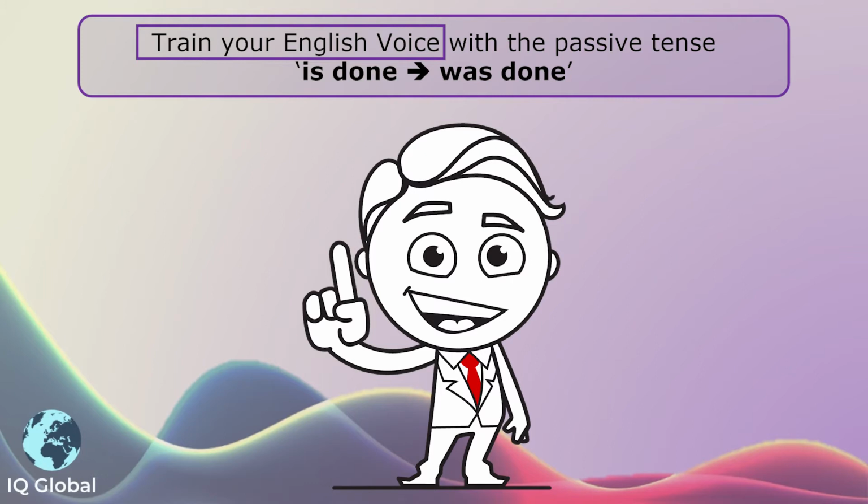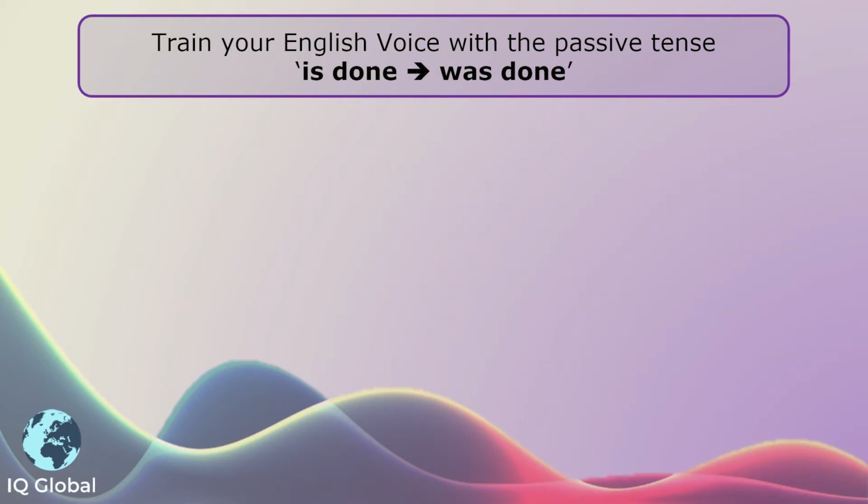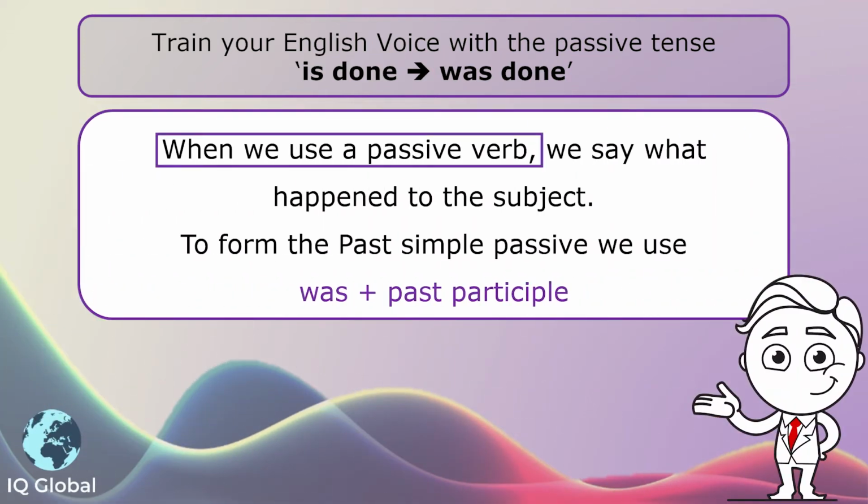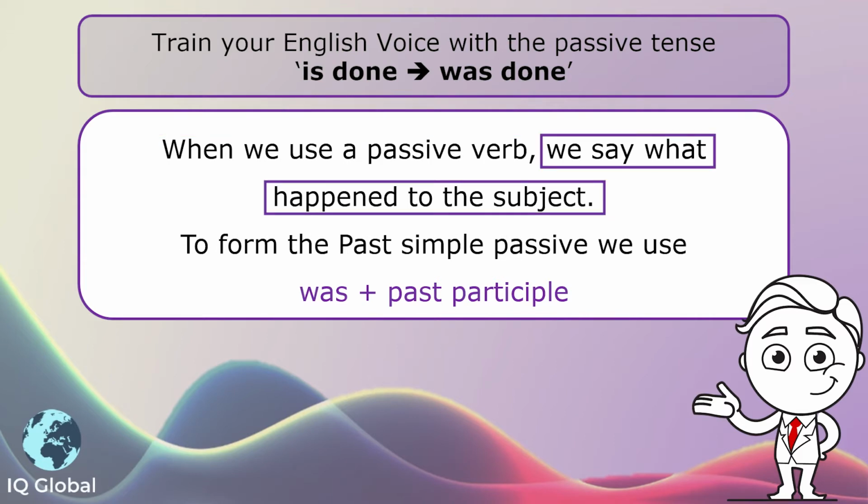Train your English voice with the passive tense. Is done becomes was done. When we use a passive verb, we say what happened to the subject.